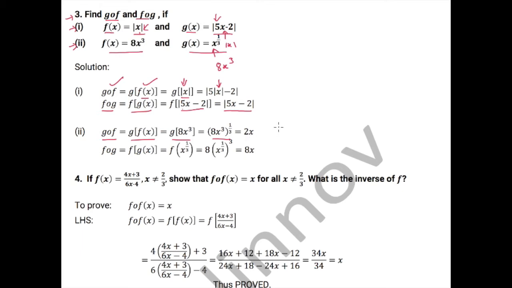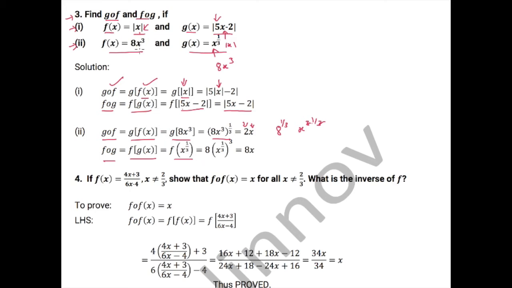So this can be split into 2. So 8 power 1 by 3 and x cube power 1 by 3. So 8 power 1 by 3 is 2 and x cube power 1 by 3, the 3 gets cancelled, and hence it is 2x. So for f of g of x, so f of x power 1 by 3.